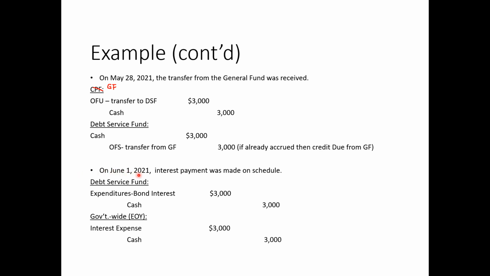Then on June 1st, when we make the payment, we debit expenditures, bond interest, and credit cash. On the government-wide statement, we're going to show this result: interest expense and credit cash. Again, we only record this journal entry, the expenditures. We do not record interest expense, but if we want to report the government-wide financial statement, eventually we're going to convert all the expenditures to expense.